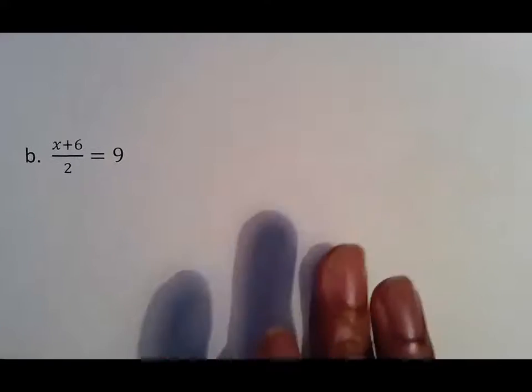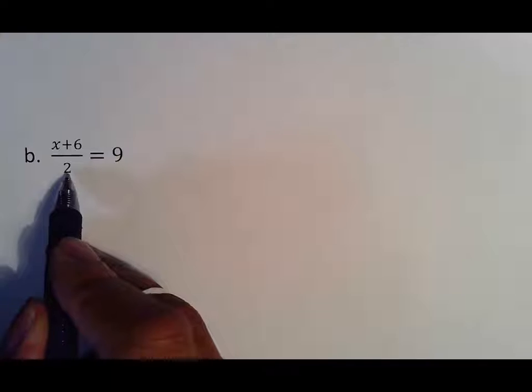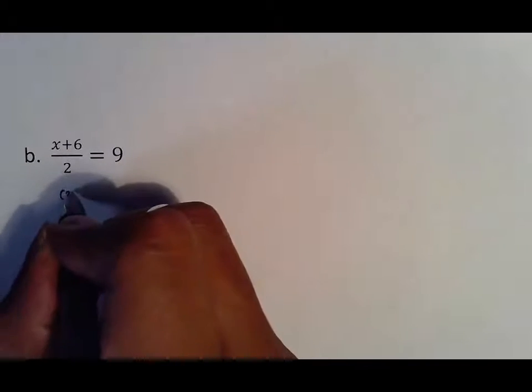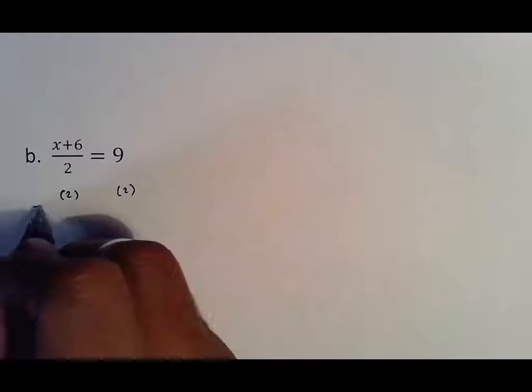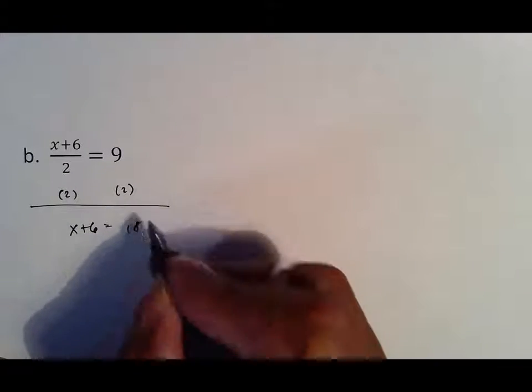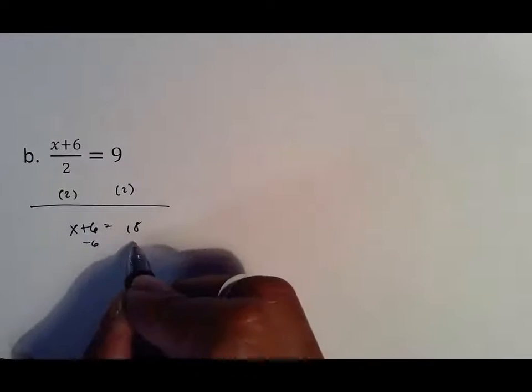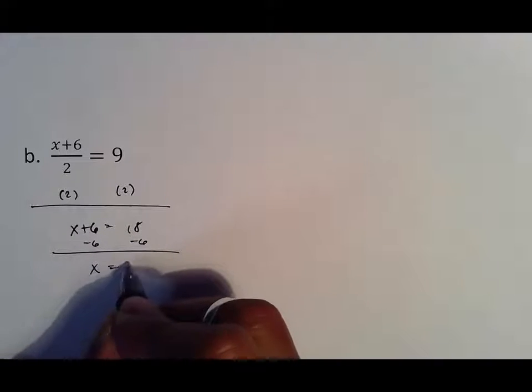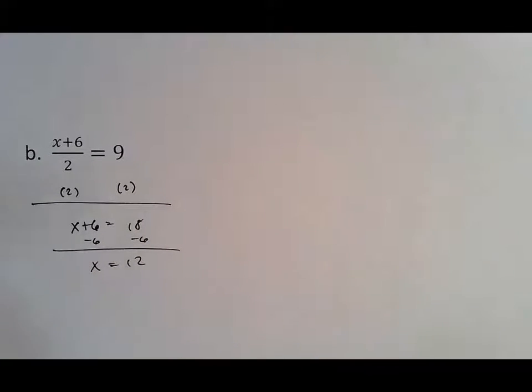x plus 6 over 2 equals 9. Again, x plus 6 is close because they're on the top, which means that 2 is the weakest. How do you get rid of a bottom number 2? You multiply by 2. The 2's cancel out, bringing down x plus 6. 9 times 2 is 18. From there, you subtract 6 and subtract 6. x therefore equals 12. So again, not a hard 2-step equation.